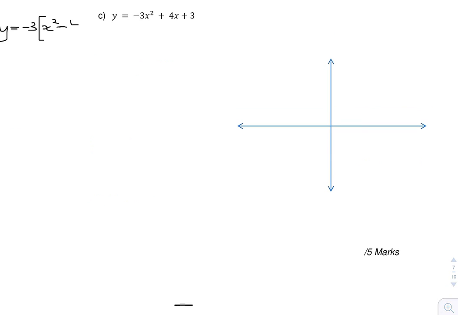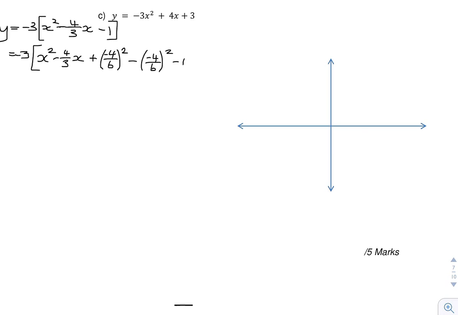Part C. Y equals negative 3x squared minus 4x plus 3. In order to do this, we are going to complete the square. So we pull negative 3 out as a common factor because we can't have an a value not 1. And we complete the square. So we are going to plus and minus half of b, where b is negative 4 on 3. So negative 4 on 3, half of that is negative 4 on 6, which we square, plus it, minus it.